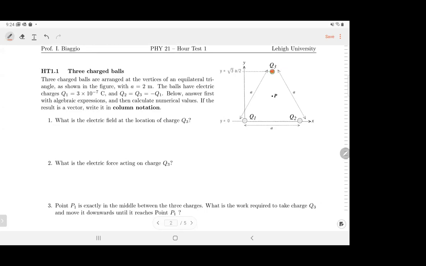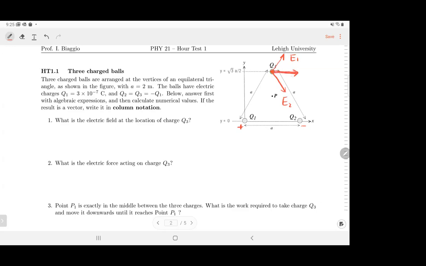From charge one, this is a positive charge, this is a negative charge. So Q1 generates an electric field in this way. Let me label it as E1, and E2 is generated by the second charge, pointing right down. Okay, and we are going to calculate the total electric field. So we sum them. The total electric field should go in this way, right?